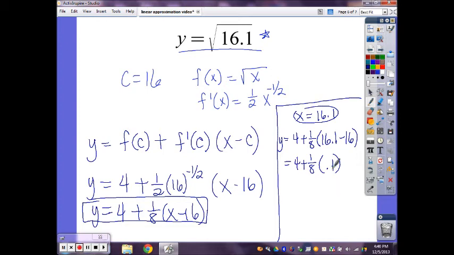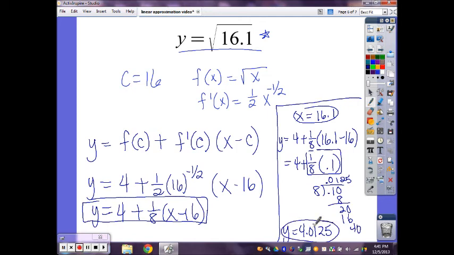And then from there, we're trying to evaluate without a calculator. So I'm going to divide 0.1 by 8, the old school way. So this would give me 20, and then 2, 16, 4, and that would be 40, so that would be 5. So my section here would simplify to just 0.0125. Therefore, when I add 4 to it, y would equal 4.0125. So that's our approximated value for the square root of 16.1.